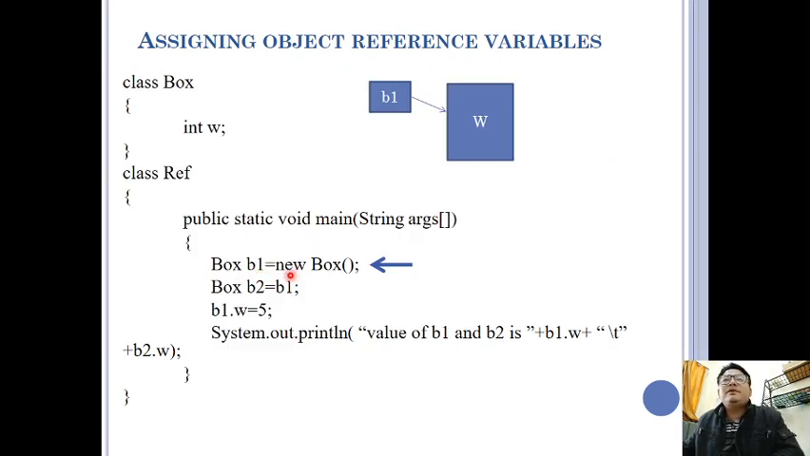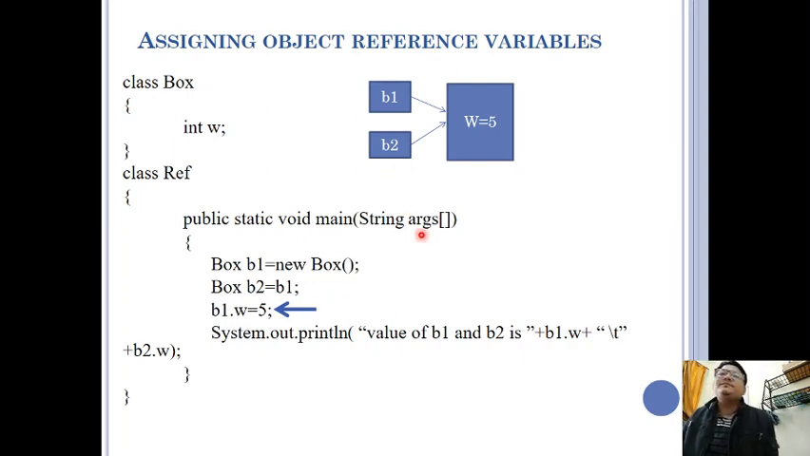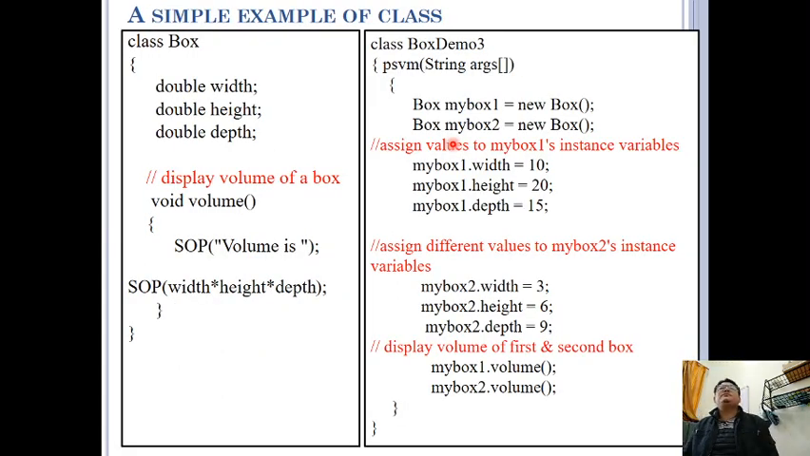A similar example is over here. B1 is pointing to W, where W is the integer. Now for B2, we have created another reference variable. In one line only, we have mentioned it equal to b1. You can break this down into two statements also, but it is of no use. When this statement gets executed, we will have one more object pointing to the same memory location. And when you use any one of the objects to access the data member and assign some value, it will get reflected in both. So this is the concept of object reference variable. If you display b1.w or b2.w, the answer will come the same, that is 5. So that is the concept of object reference variable.